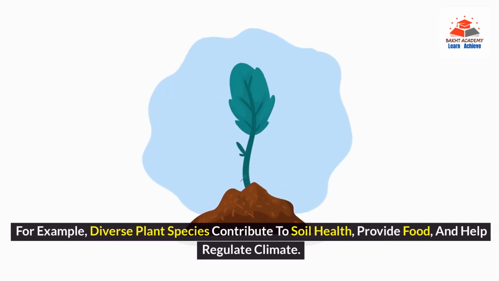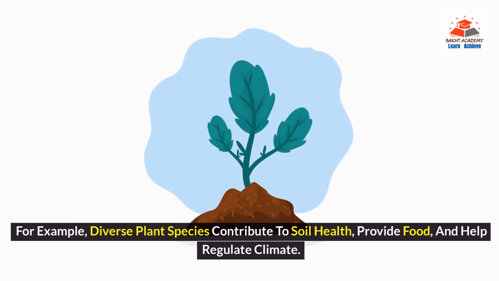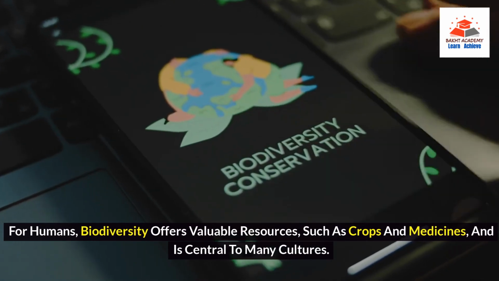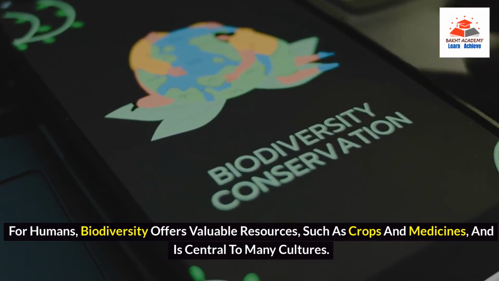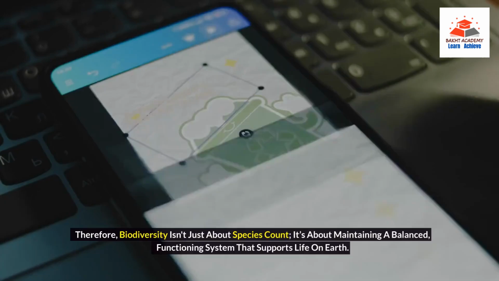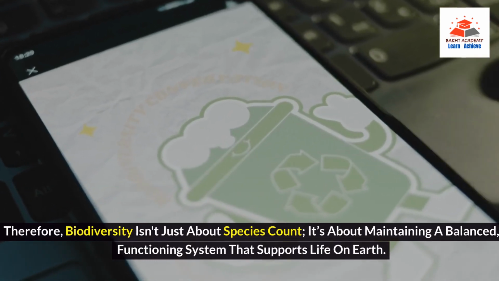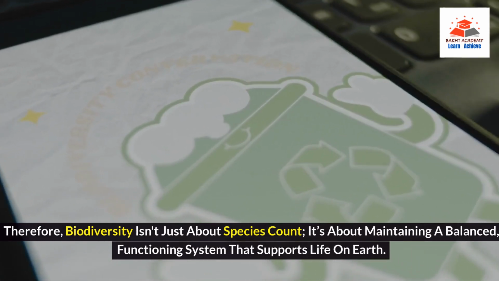For example, diverse plant species contribute to soil health, provide food, and help regulate climate. For humans, biodiversity offers valuable resources, such as crops and medicines, and is central to many cultures. Therefore, biodiversity isn't just about species count. It's about maintaining a balanced, functioning system that supports life on Earth.